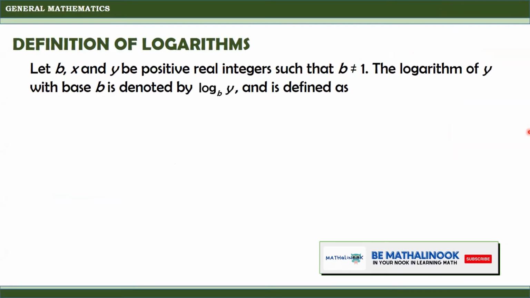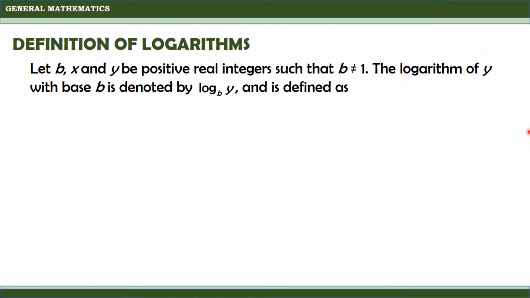What is a logarithm? Let b, x, and y be positive real numbers such that b is not equal to 1. The logarithm of y with base b is denoted by log base b of y and is defined as x equals log base b of y if and only if y is equal to b raised to x. With this definition, we need to remember the following.